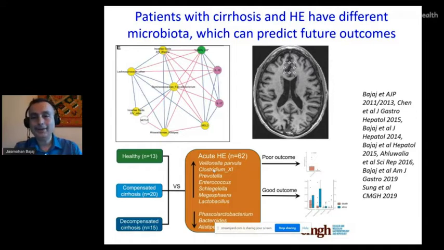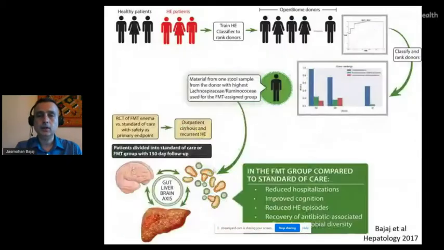And we know lactulose and rifaximin act on the microbiota. But despite that, people keep on coming with encephalopathy, which then leads us to the question, what more can we do with these patients? So you know, the fecal microbiota transplant has taken off in a large way in C.